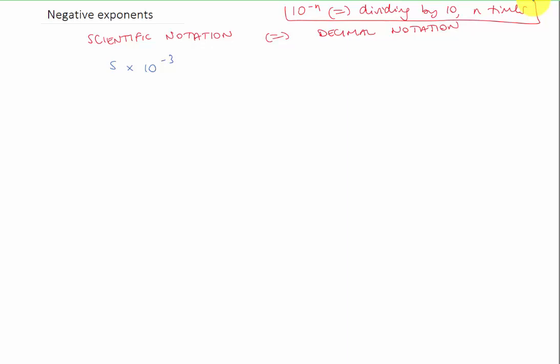So that's the opposite operation to what we had with the positive exponents. We're not multiplying anymore, we're dividing by 10 the number of times that are in the exponent of the power. So with our example here, 5 times 10 to the power minus 3, that's the same as 5 divided by 10 divided by 10 divided by 10. So 1, 2, 3 times, which is 0.005.